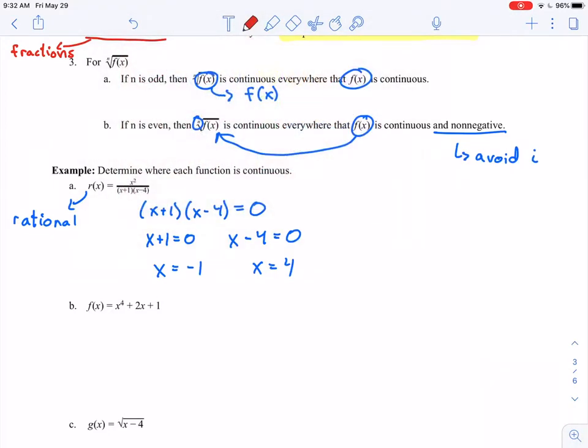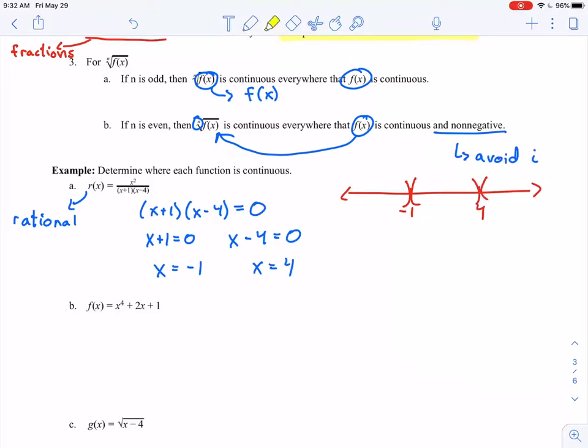I think it's a little bit more difficult here in these cases than it was in the last one, because we don't have that visual graph to help guide us. So what I'm going to do is draw a number line here. I'm going to put -1 and +4 on my number line. And essentially what I'm saying is that this function is continuous everywhere except for these 2 points.